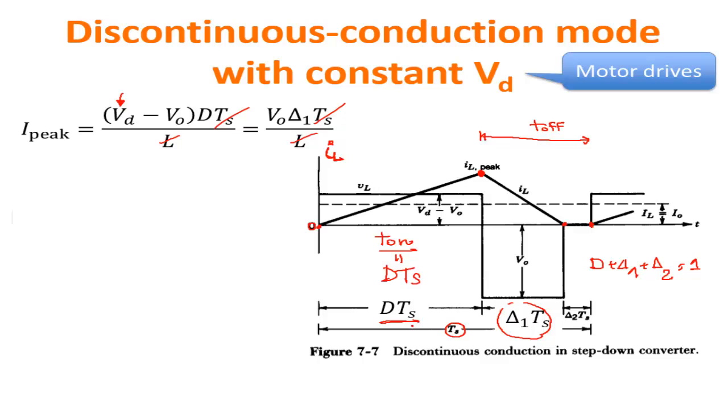During the other time the switch is off, but we subdivide the other time into smaller time periods. One is delta 1 Ts, during which the switch is off but the current flows through the diode, and therefore another time interval delta 2 Ts, during which the switch is off and the diode is off. So you have no current whatsoever. Of course, the sum of D, delta 1 and delta 2 must be 1.